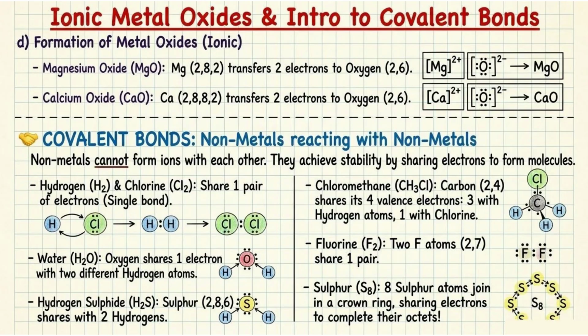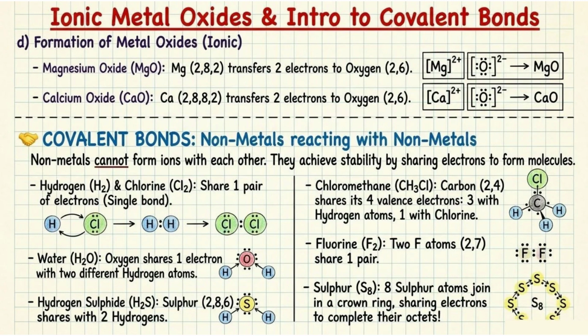But what happens when a nonmetal reacts with another nonmetal? They both need electrons, right? Neither wants to give theirs away. Exactly. Since they can't form ions with each other, they are forced to share their electrons. This sharing creates covalent bonds, which form molecules. Think of it like 2 roommates sharing a television. Let's detail those shared pairs.